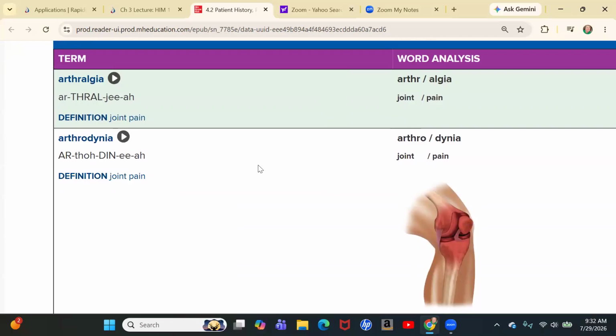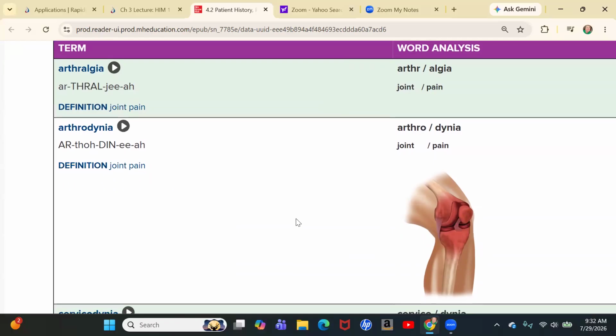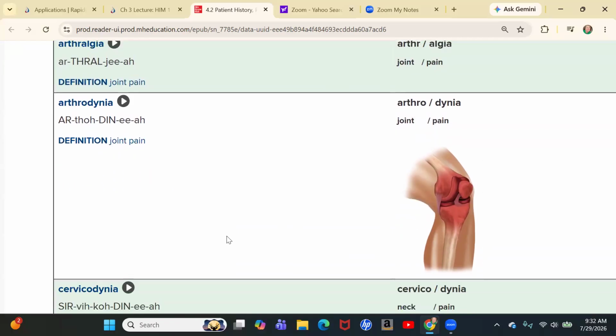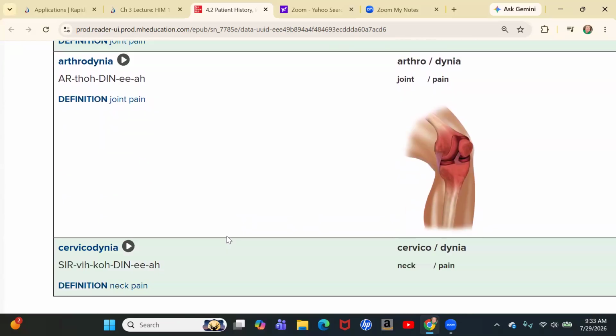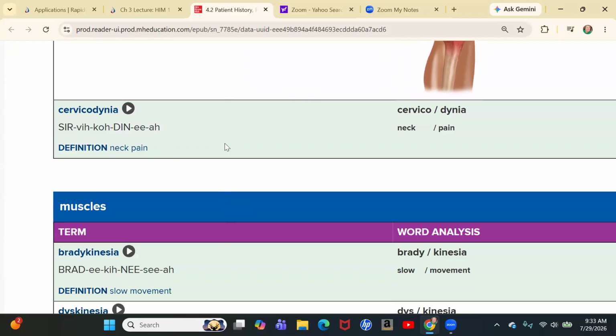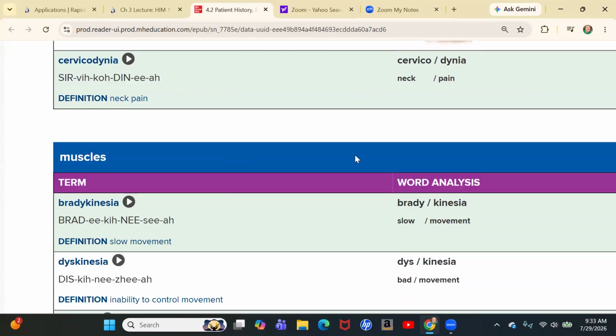Arthralgia, arthrodynia, all of these are different terms that mean pain of a joint. Okay. Can be elbow joint, can be knee joint, can be a phalangeal joint. Don't really know what joint yet, but we know that it's a painful joint. This one we do know where it's at because we know that cervico means neck. So cervicodynia, this is neck pain.